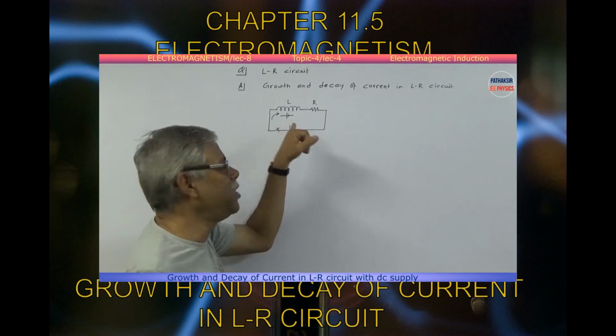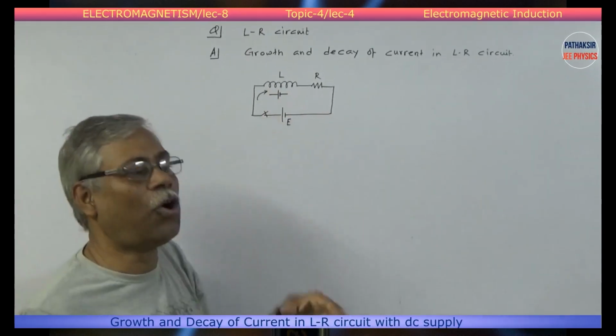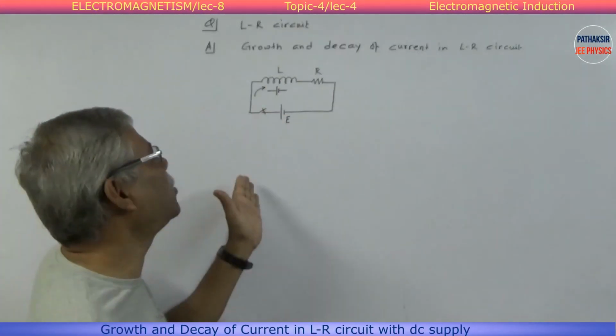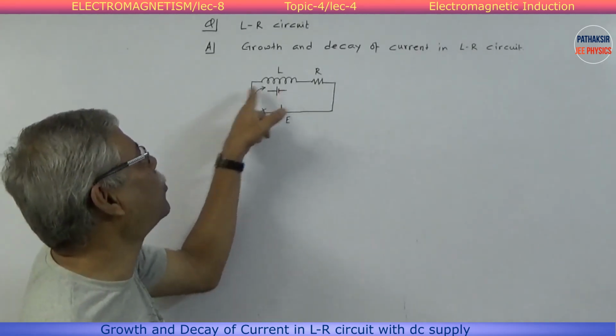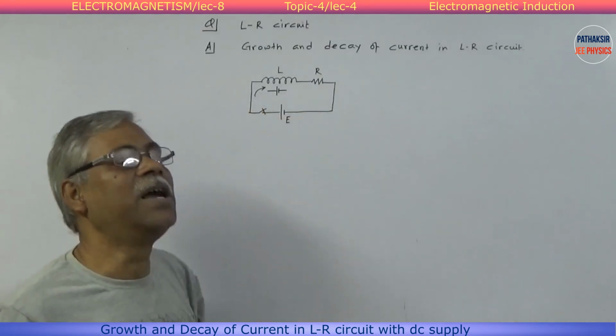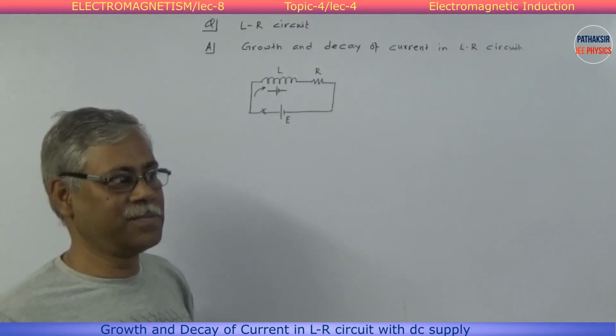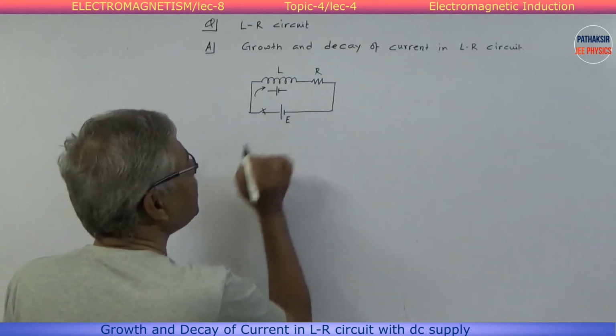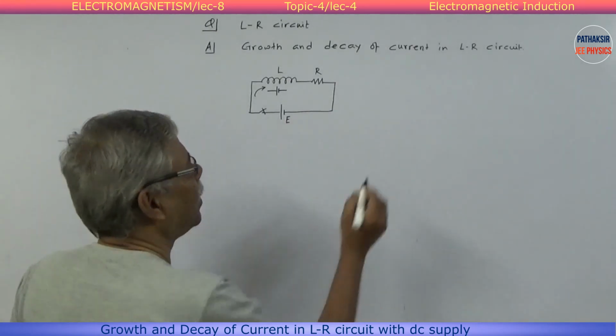And the direction of induced EMF will be such that it will oppose the cause. What is the cause? Growth of current. So it will oppose by producing an EMF that opposes the applied EMF. So this happens during growth of current.